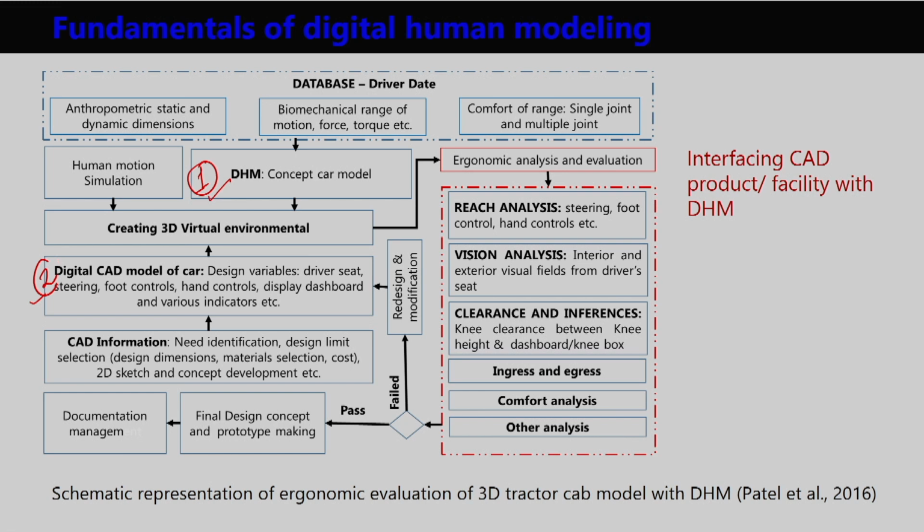These two are brought to the computer graphics environment, that is the digital platform, where they are interfaced for further ergonomic evaluation. The digital human model is interfaced with the product or vehicle model. After interfacing, we can go for different types of ergonomic evaluation, like reach analysis, vision analysis, clearance interference analysis, ingress egress analysis, comfort analysis and various other types of analysis.